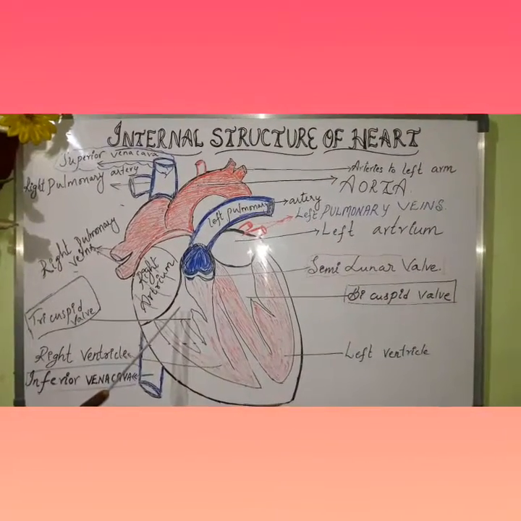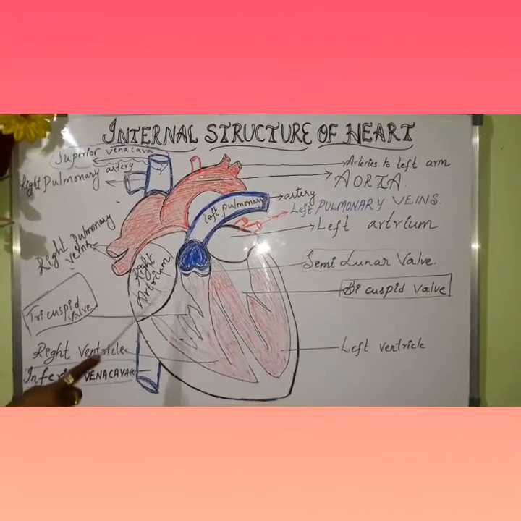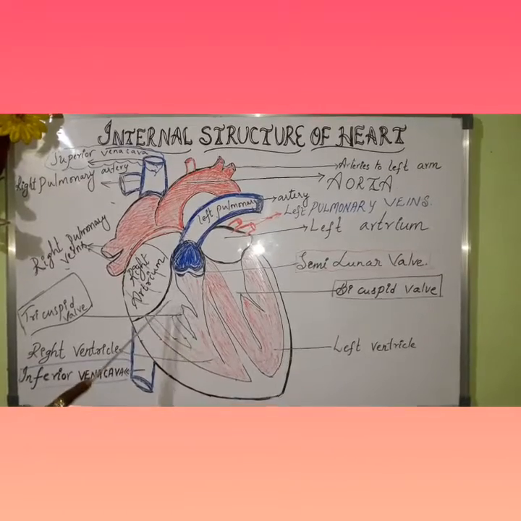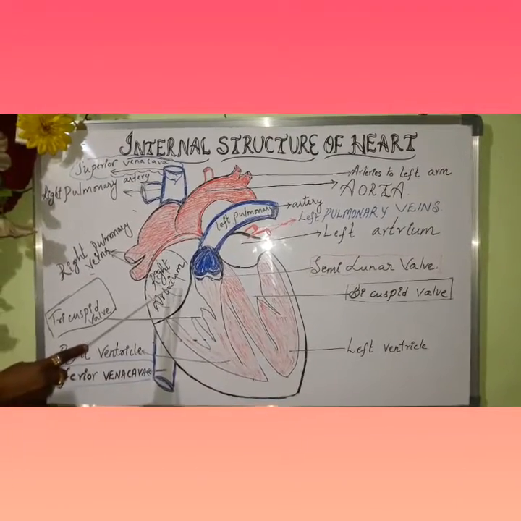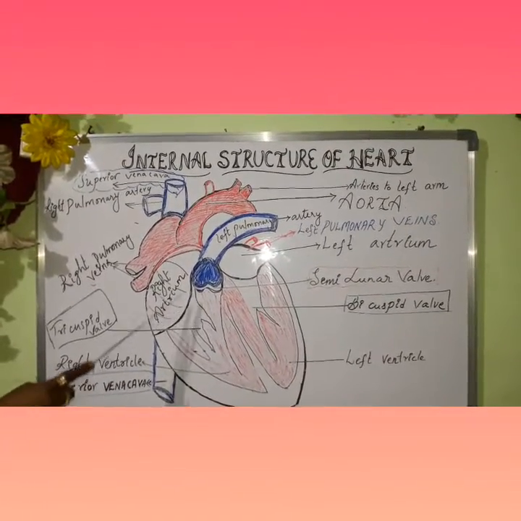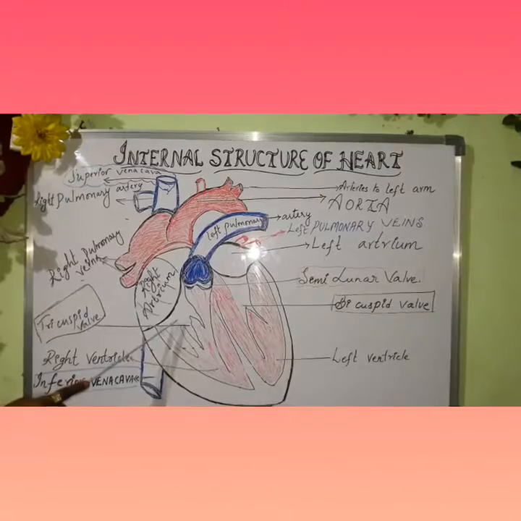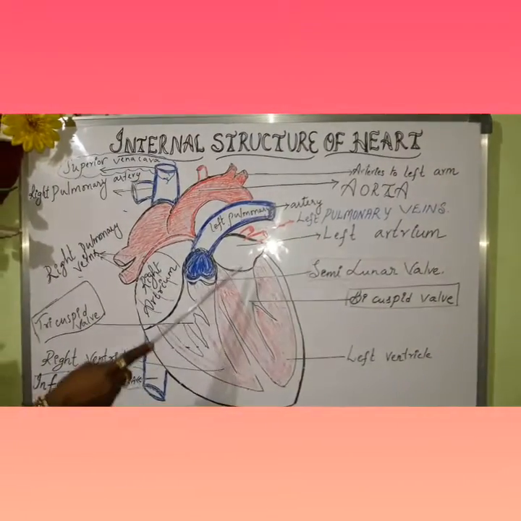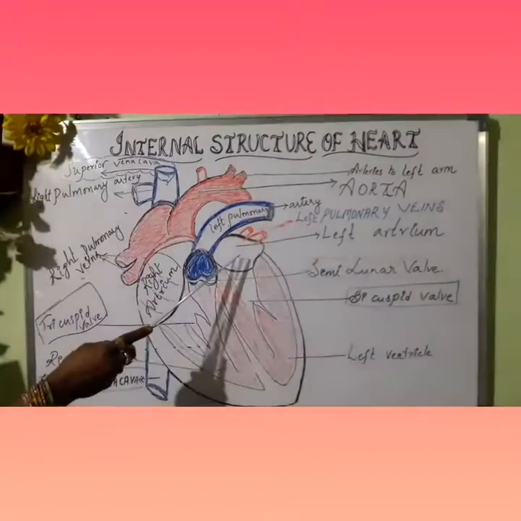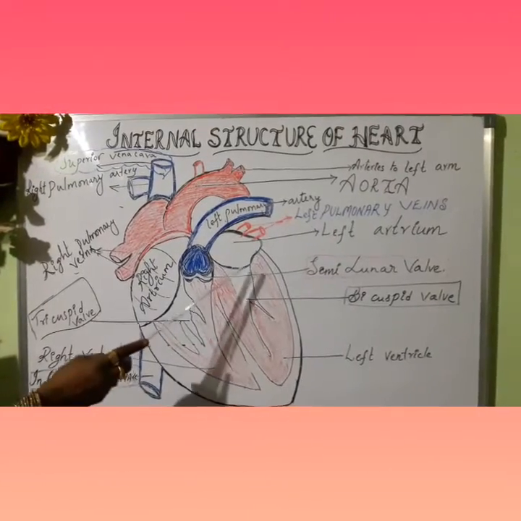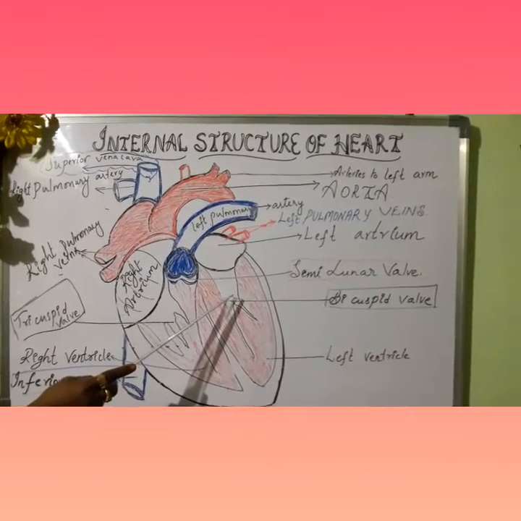The valve present on the right atrioventricular septum, between the right atrium and the right ventricle, is called the tricuspid valve. The valve present on the left atrioventricular septum, between the left atrium and the left ventricle, is called the bicuspid valve.